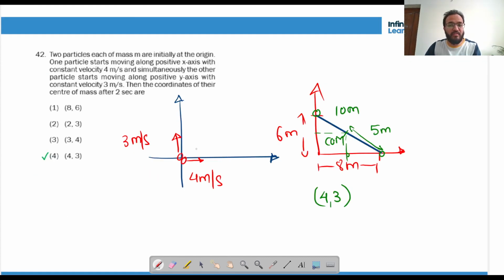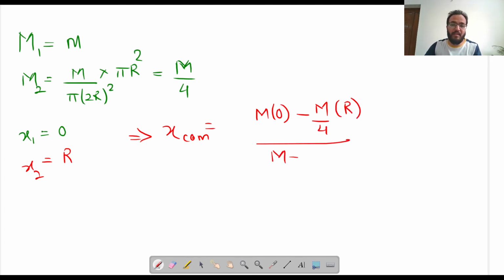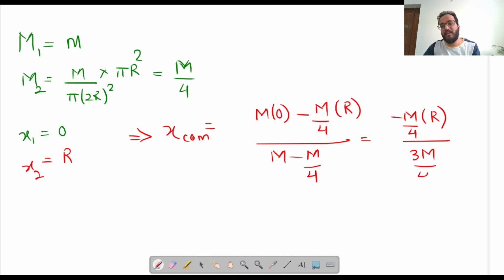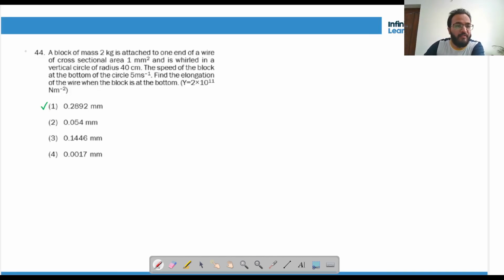So let's put all these values in the formula. The x coordinate of the center of mass of the remaining portion will be M into 0 minus M by 4 into r, upon M minus M by 4. So it is minus M by 4 into r upon 3M by 4. Got it? So it will be minus r by 3. The x coordinate of the center of mass will be minus r by 3. Got it?